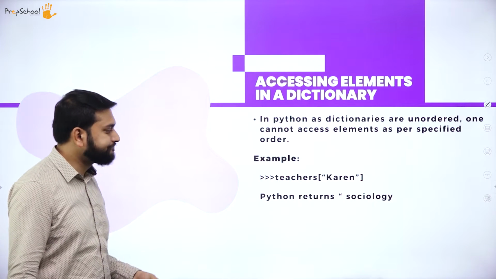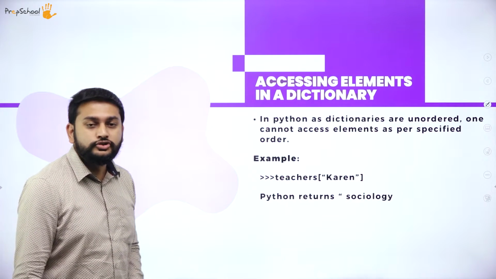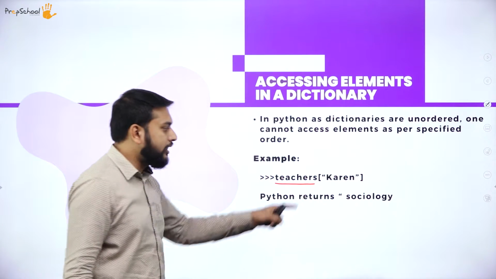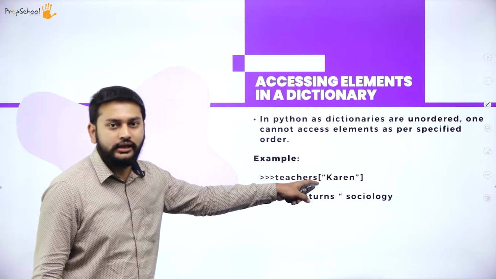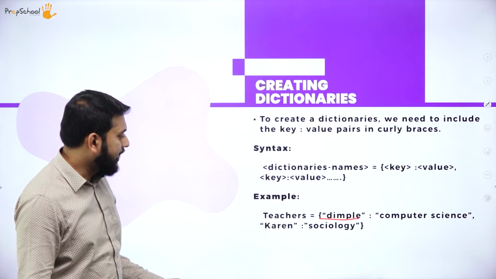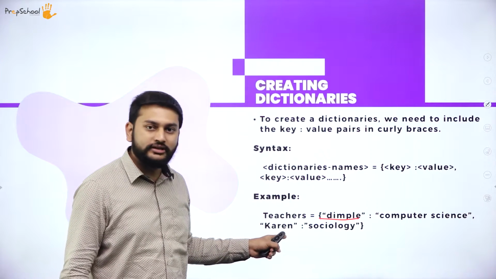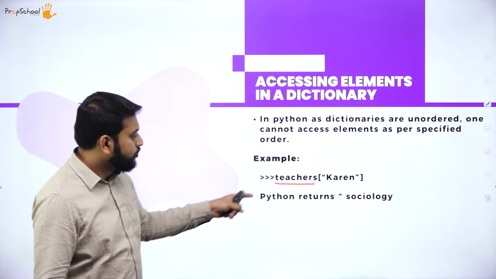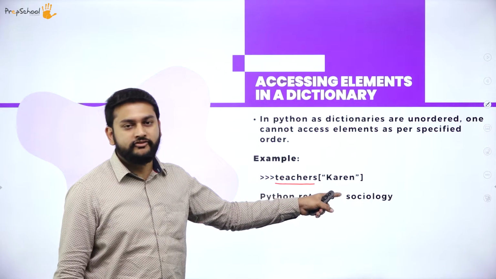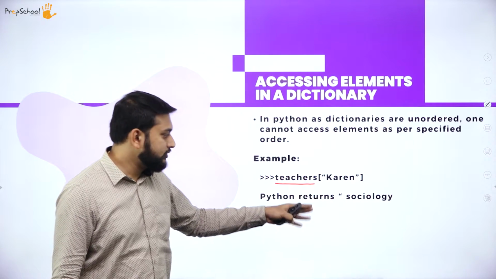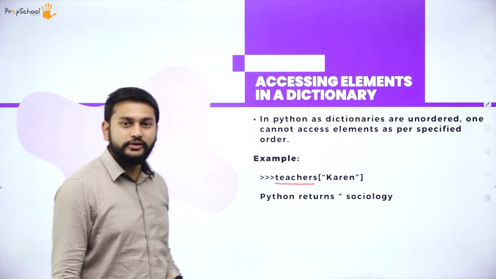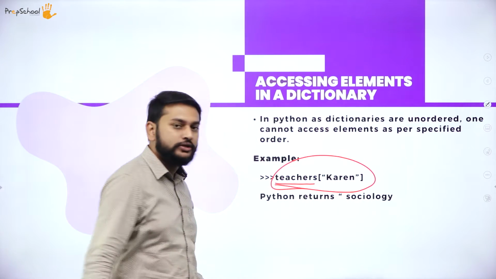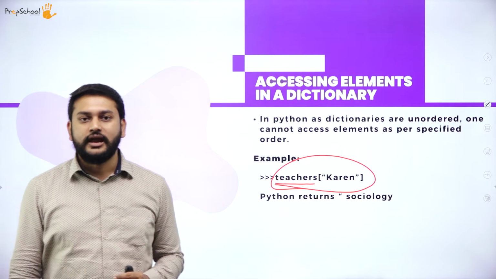Moving on to the next one, take an example. So how do we access that? Teachers is a dictionary name and current is a key. Look back to the example that we have. Please observe, this is the key that I have. So what is the syntax? Current is a key that I have given. So what will be the result? Sociology is a value that I am able to extract. So with the help of this syntax, this is what you need to understand.